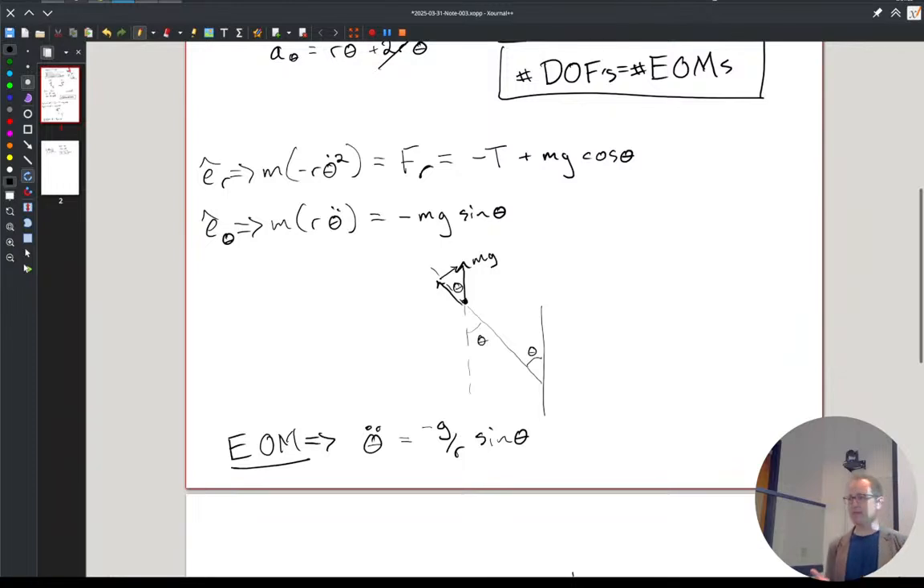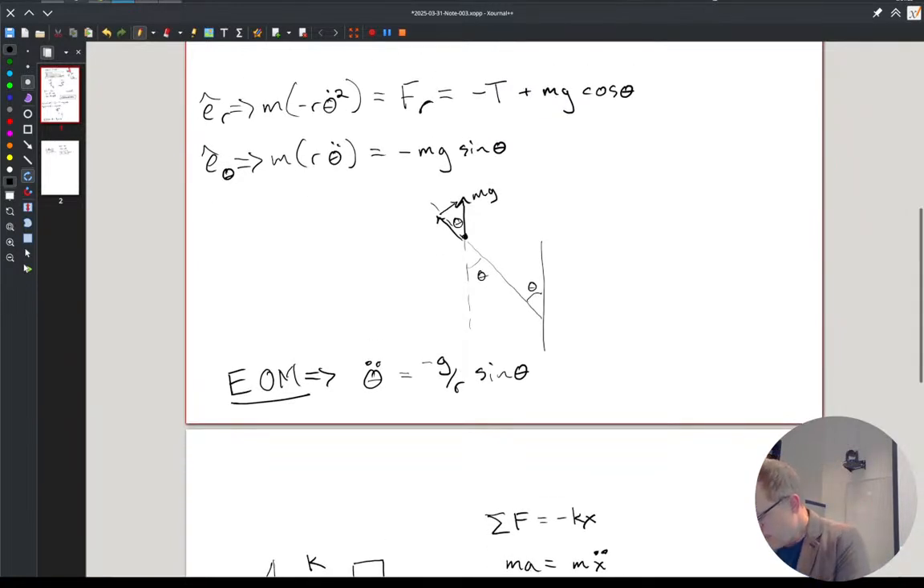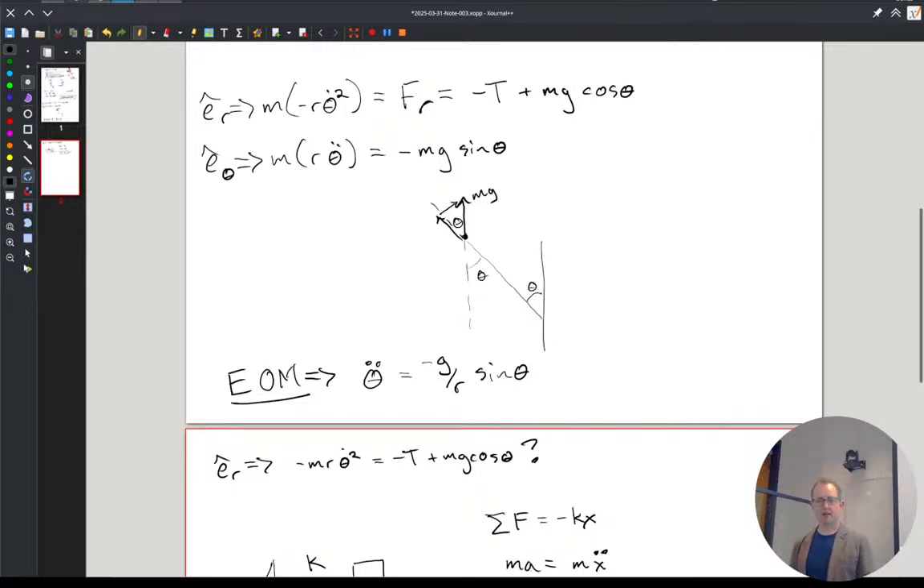Kind of nice when the math is like that, at least for identifying an equation of motion. Sometimes you have to do a little more work, but all right. So if that's our equation of motion, what is that e_r thing giving us? Why is it there if all we need is the e_theta component?